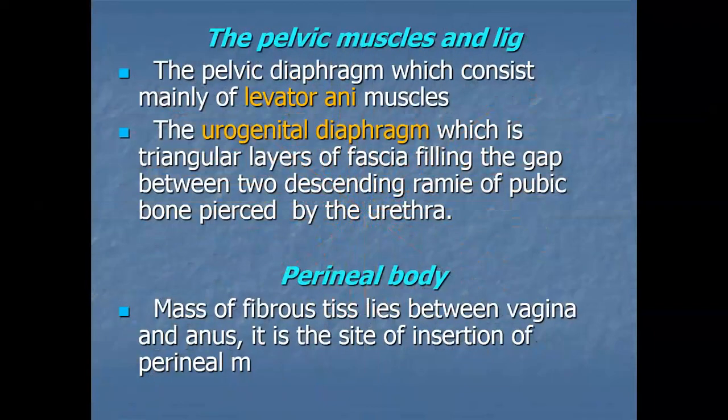The pelvic muscles and ligaments: the pelvic diaphragm, which consists mainly of the levator ani muscle, is the major support of the pelvis. The urogenital diaphragm is a triangular layer of fascia filling the gap between the two descending rami of the pubic bone, pierced by the urethra. So these pelvic muscles and ligaments play a major role in supporting the pelvis and the perineum of the female. The perineal body is a mass of fibrous tissue lying between the vagina and anus, and it is the site of insertion of the perineal muscles.